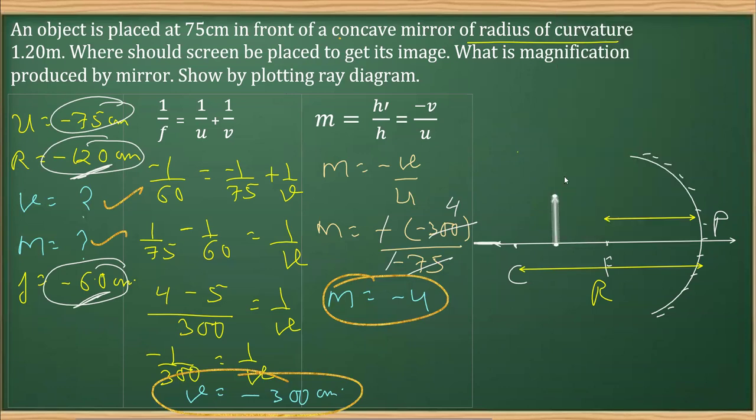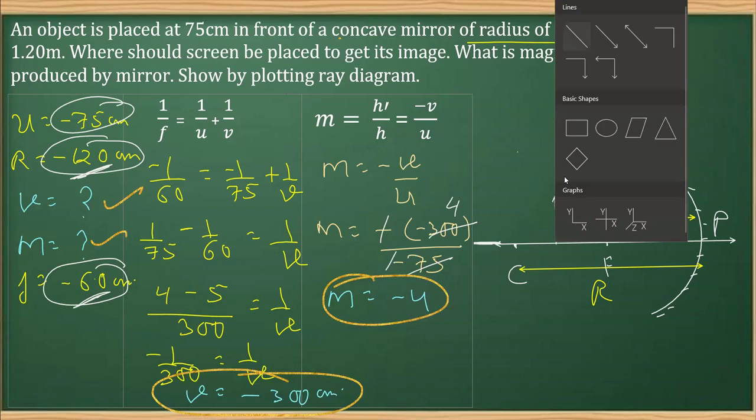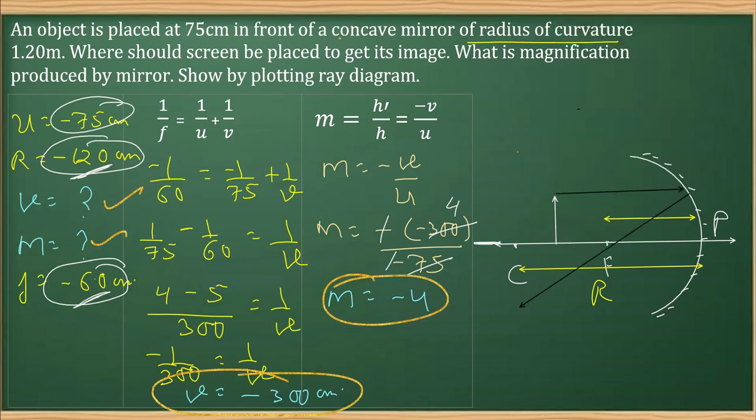Now for the ray diagram, first of all, you will draw a ray parallel to the principal axis. If I draw a ray parallel to the principal axis, it should pass through the focus after reflection. So it's passing through the focus after reflection. And the second ray you'll be drawing is passing through the principal focus, and after reflection, it should become parallel to the principal axis. So the second ray will be drawn like this. This is the incident ray and the reflected ray. Clearly, the image will be formed here, beyond C. And you can see it is real, inverted and larger in size. And that's the reason why we got magnification as minus 4.